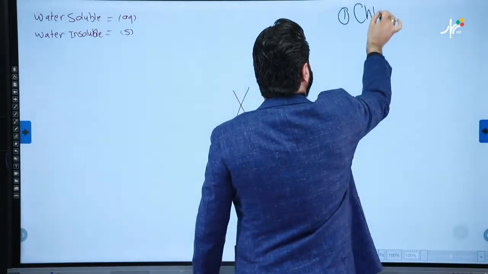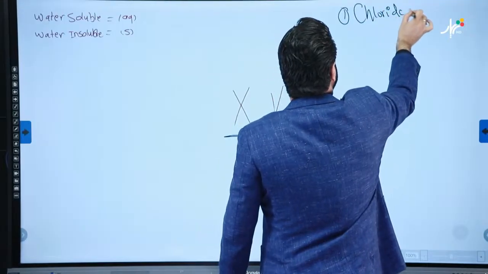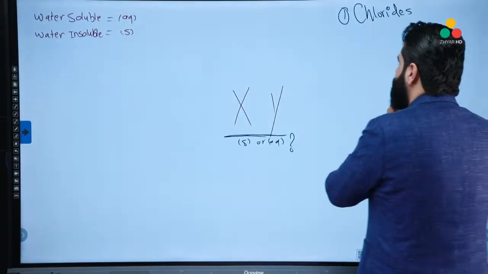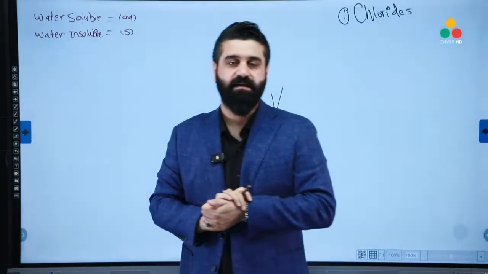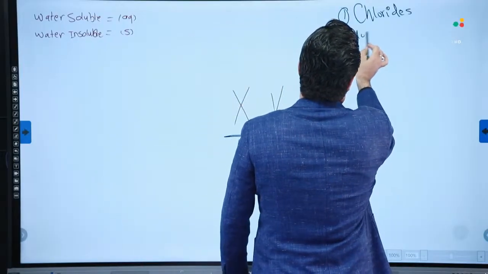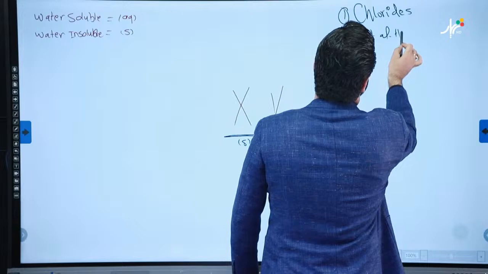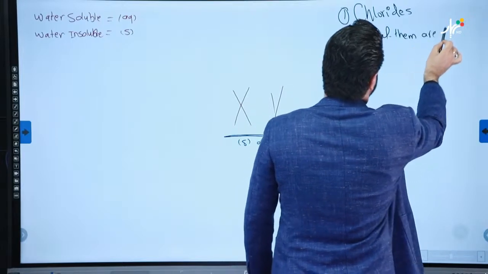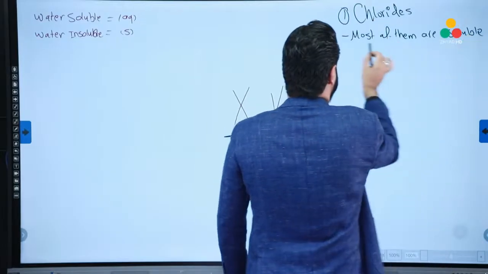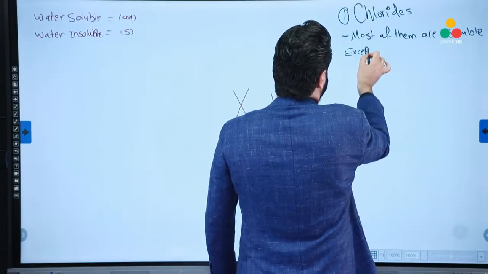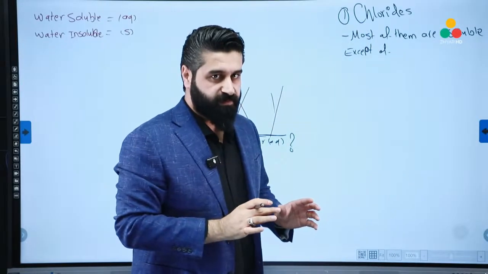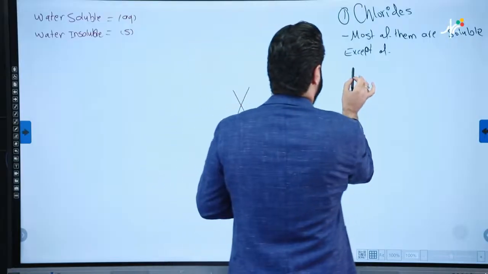Chlorides. Okay, check the formula. If there's some chloride or not. Okay, example, we have some compound that contains chloride. You will say most of them are soluble, except, we have some exceptions. We have 3 chloride containing compounds that cannot dissolve in water.